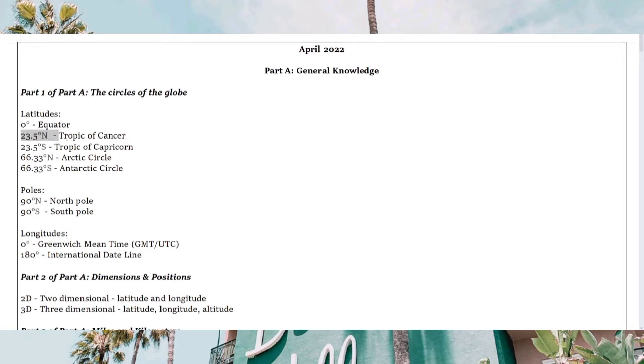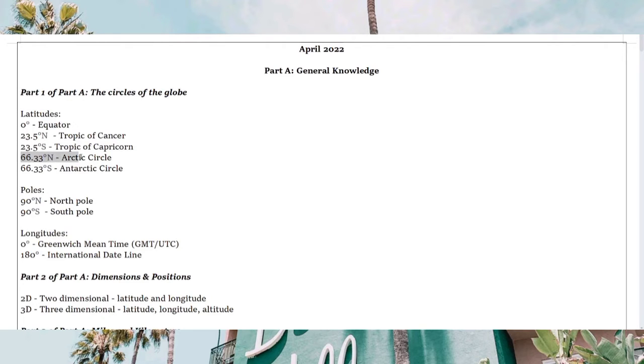23.5 degrees north is the Tropic of Cancer. So the latitude that is 23.5 degrees north of the equator is called the Tropic of Cancer, and the latitude that is 23.5 degrees south of the equator is called the Tropic of Capricorn.